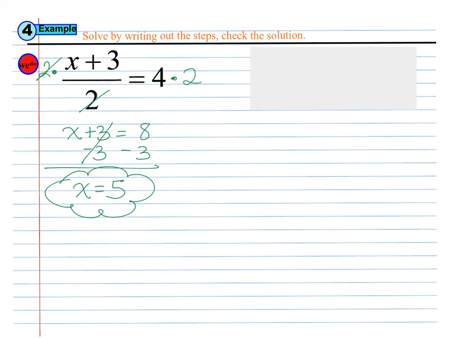If you want to check your answers, which you probably should be checking your answers, all you have to do is substitute in your value for your x and simplify. And you should have 5 plus 3 divided by 2 is equal to 4. You get 8 divided by 2 is equal to 4. 4 is equal to 4. If the left side equals the right-hand side, you have the right solution.